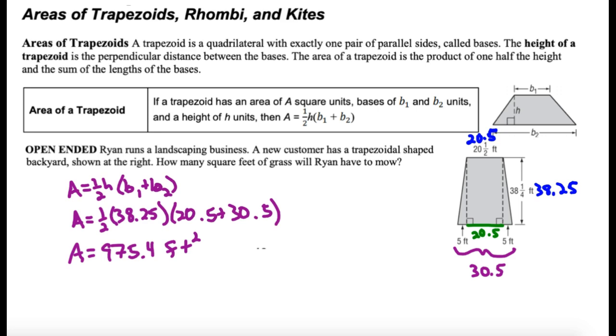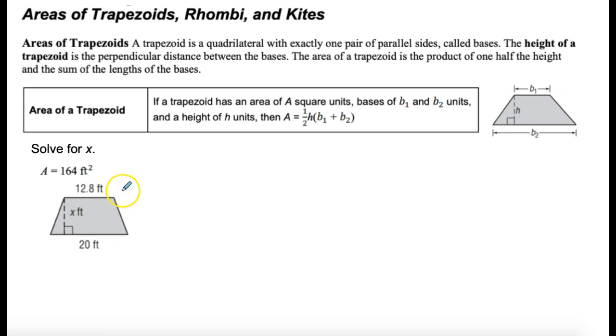Okay. Now we can also go backwards here. Let's take a look at a couple of problems where we're given the area and we have to solve for some other dimension. In this case, I'm given that the area is 164 square feet, but I don't know the height. I need to solve for the height of this trapezoid. Well, we're still going to use our same formula. The area of a trapezoid is 1/2 times the height times base 1 plus base 2. Now let's plug in all the information that we know.